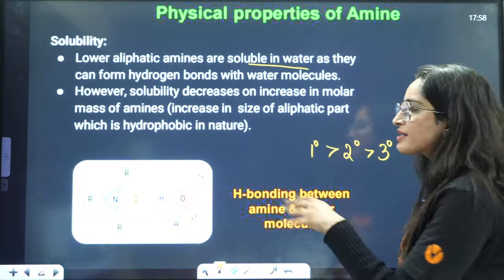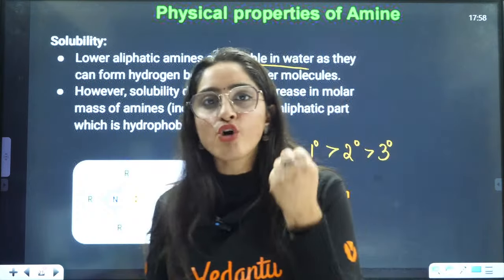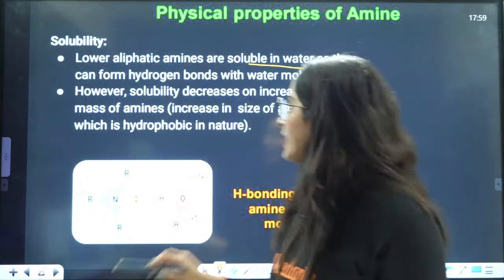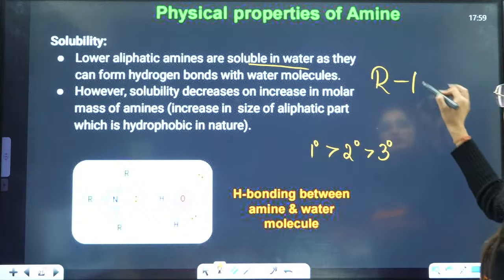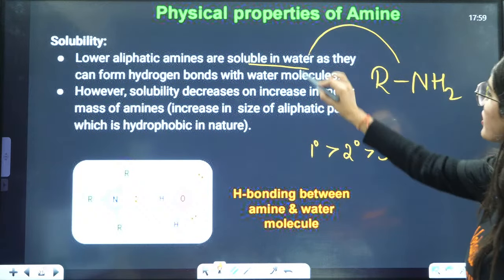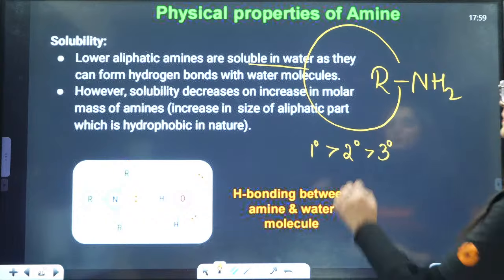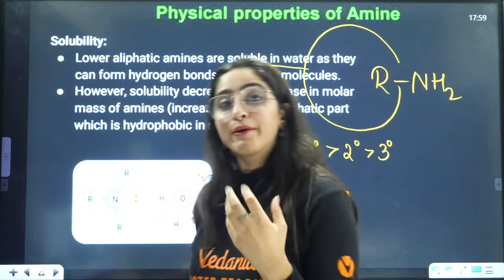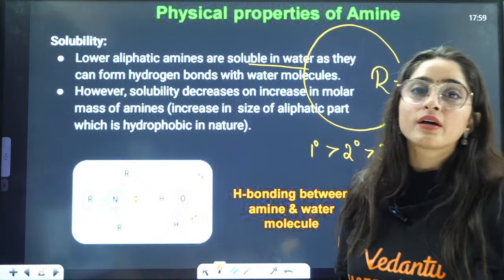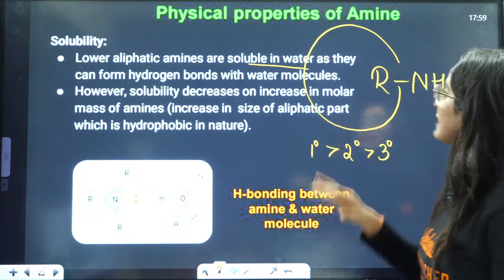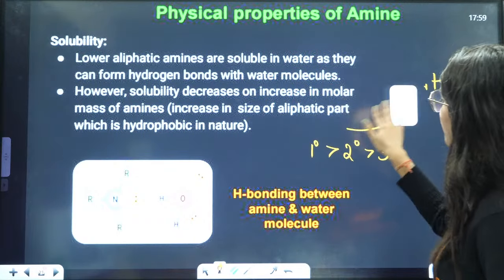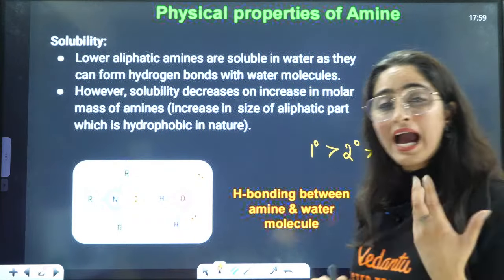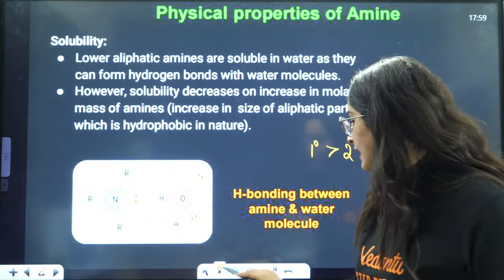So lower is the mass of the alkyl chain. For example, I have RNH2. Now this alkyl chain is really big. Now it will be very difficult for this nitrogen and these two hydrogens to form the hydrogen bond because of the steric repulsion, steric hindrance. That is why lower is the molar mass of this alkyl group, more is the solubility, right?